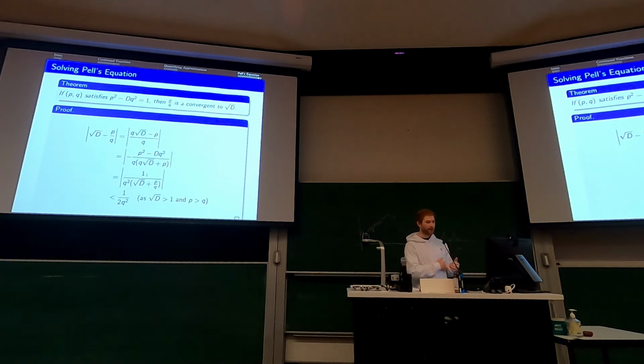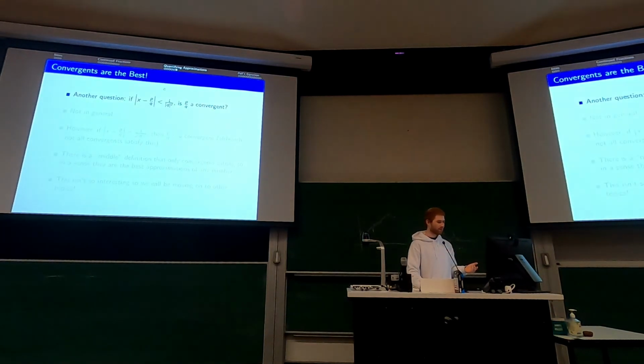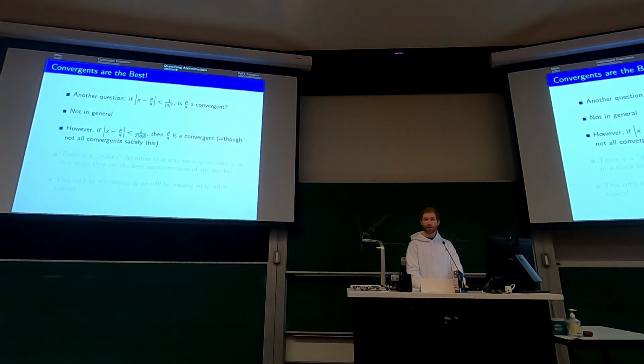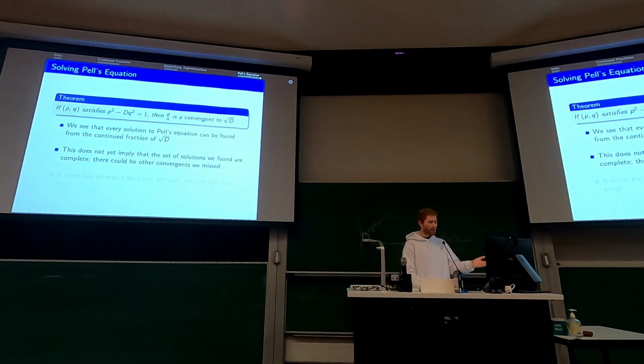And then all we note is that because d is some integer bigger than 1, we get that the square root of d is bigger than 1. And also p is bigger than q, which, if that's a bit confusing, think about if q was bigger than or equal to p, this would be negative, because p squared minus something bigger than it is negative. So p is bigger than q, both of these terms are bigger than 1 here, so this is less than 1 over 2q squared. Which, again, remember from before, we have this identity that if a fraction satisfies this, it is a convergent. So we have proved this theorem.